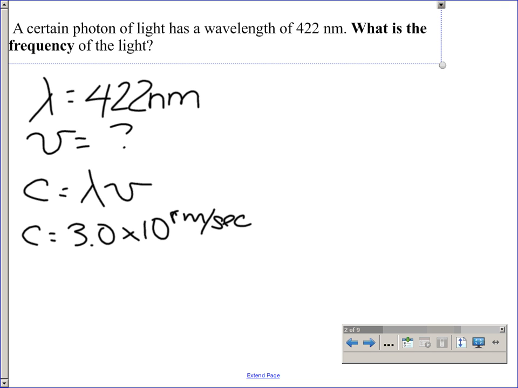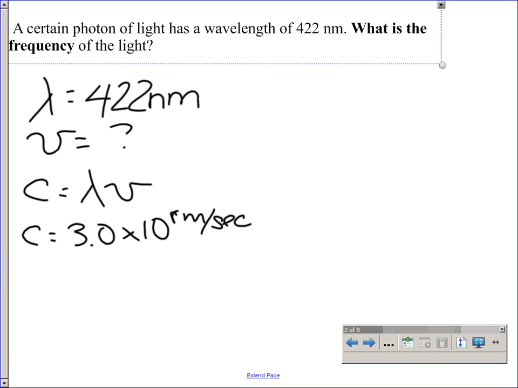All right, look at your constant. Look at the units on your constant. Meters per second. Is wavelength currently in meters? No, it's in what unit? Nanometers. So can I relate meters to nanometers within the equation? Or do I need to convert first? I need to convert first.